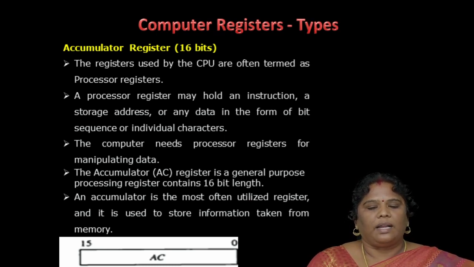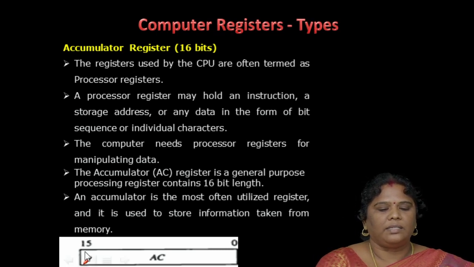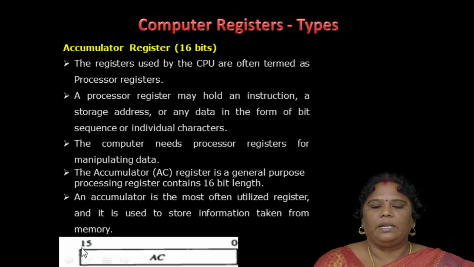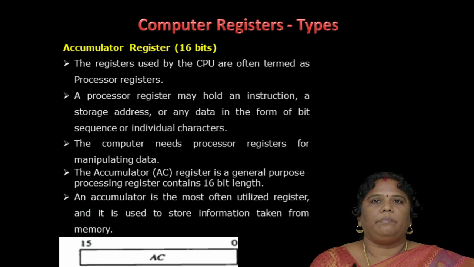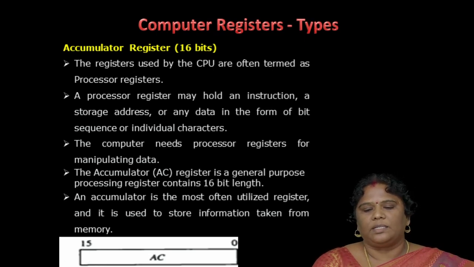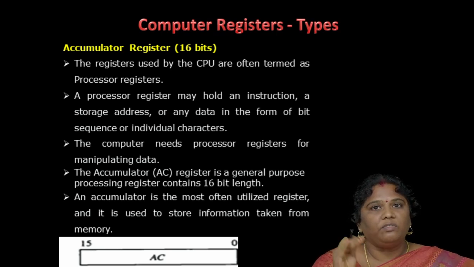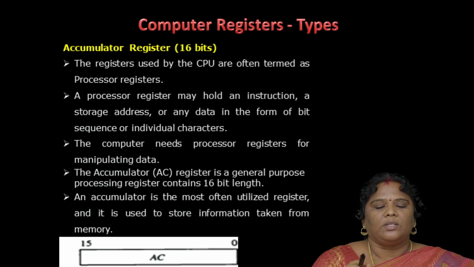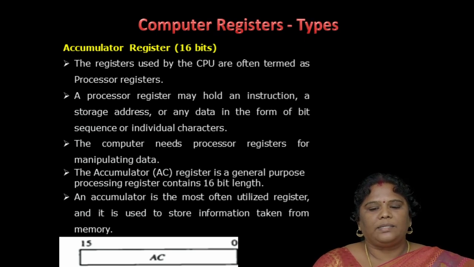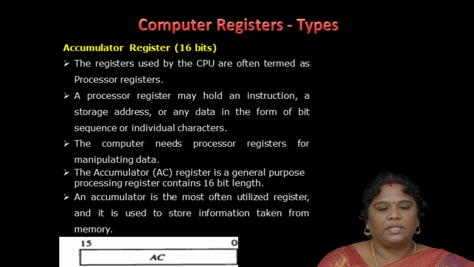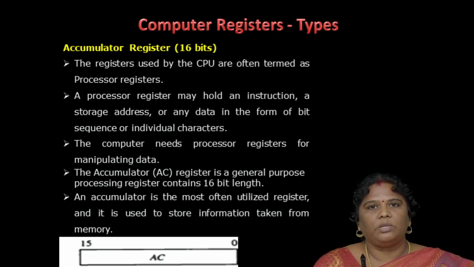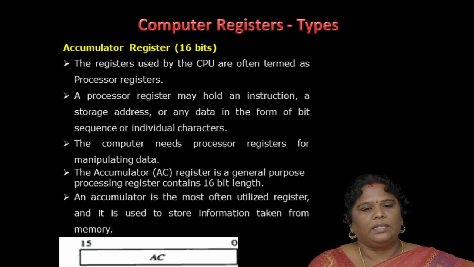The length of this register is 16 bits. It can hold 16-bit data. This accumulator register is the most utilized register, and it stores information taken from the memory. The bits are numbered 0 to 15, where the least significant bit is referred to as 0 and the most significant bit is 15. The values of bits 0 to 15 are stored in this accumulator register.